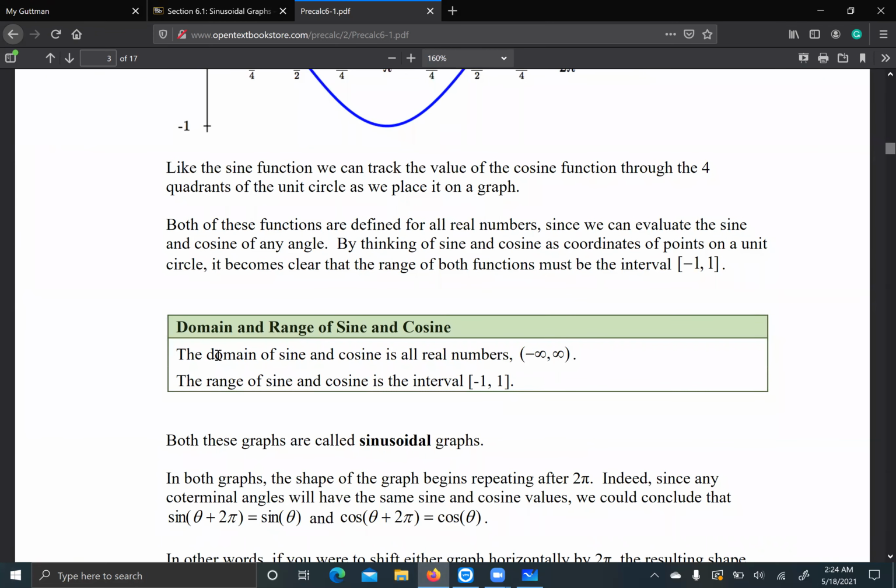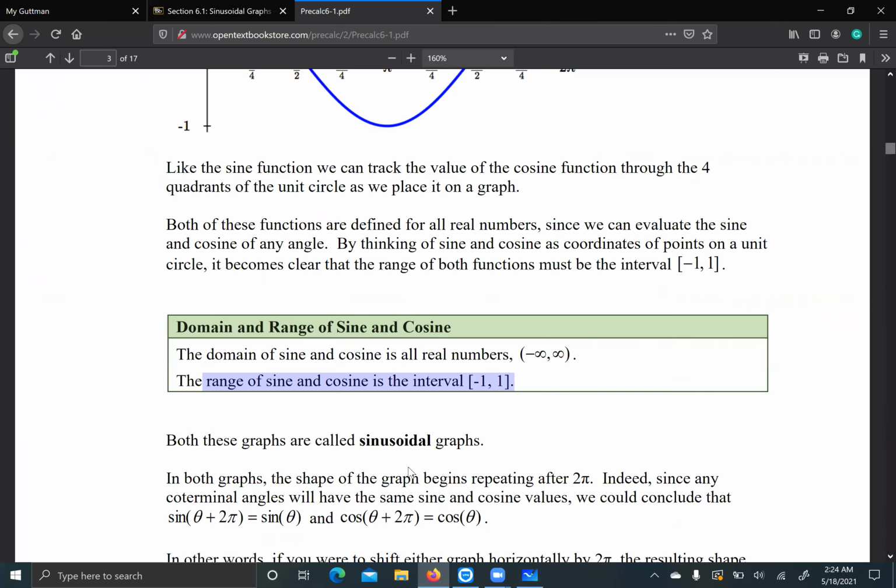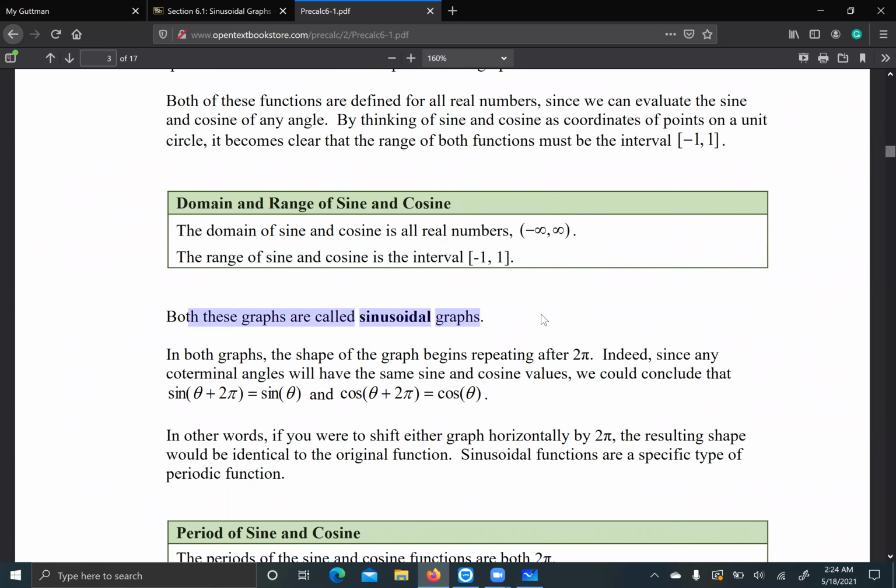So pay attention that the domain of sine and cosine is all real numbers. They accept any angle, but the range is between -1 and 1. The height doesn't go beyond 1 and -1. You see the graph is located between 1 and -1. It doesn't pass these two heights. And both of these graphs are called sinusoidal graphs. Why? Because in both of them, the shape of the graph begins repeating after 2 pi, right?